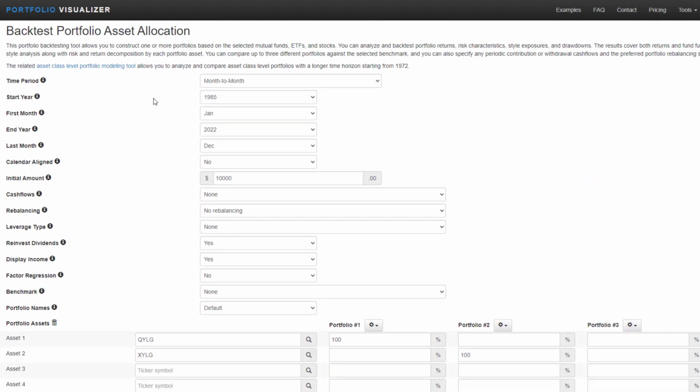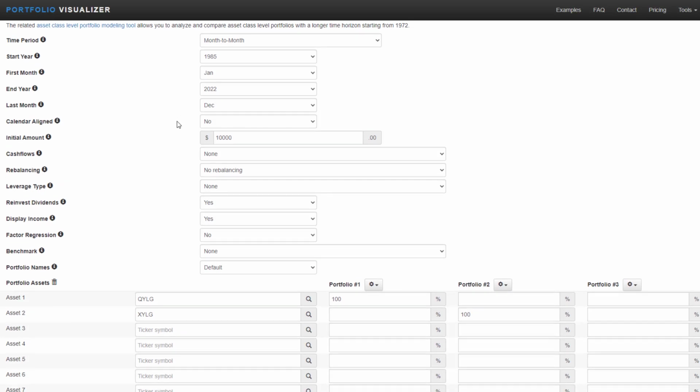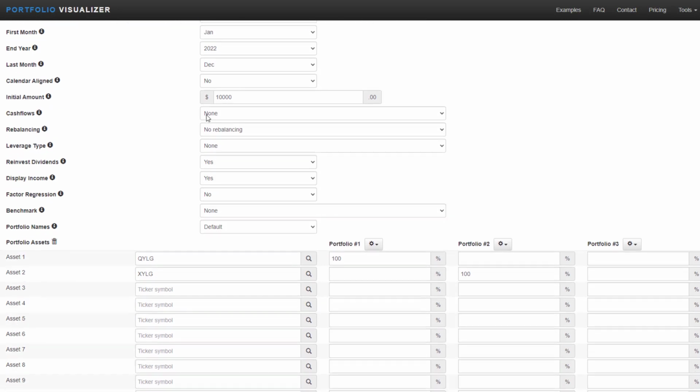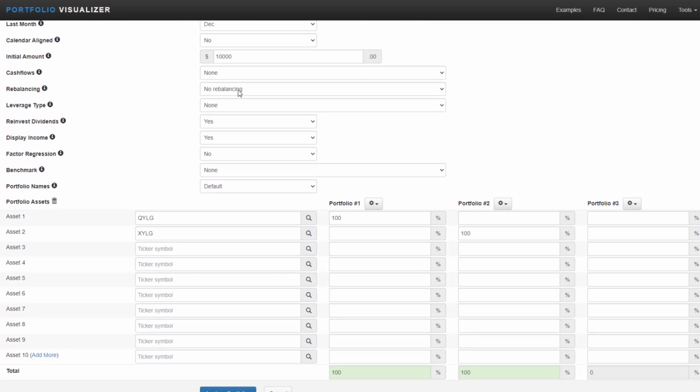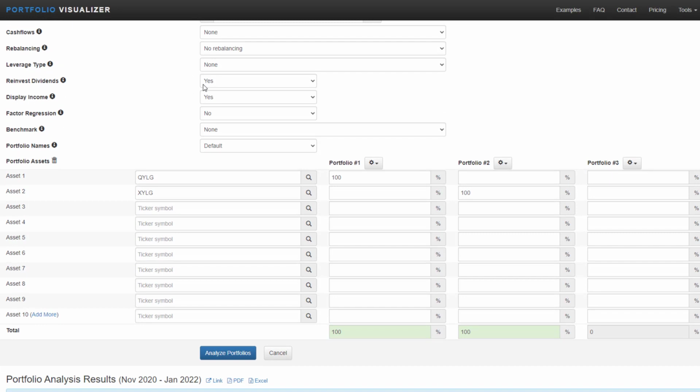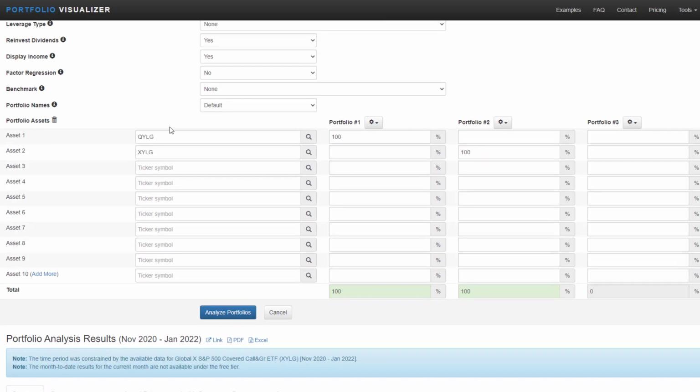This shows the history from the fund inception dates. We're going to do our time period on a month-to-month basis, not year-to-year. We're going to start with $10,000, have no cash invested, no rebalancing, no leverage. We're going to have dividends reinvested and then change it and see what we get. And we'd like to display our income. QYLG 100%, XYLG 100% of portfolio 2.